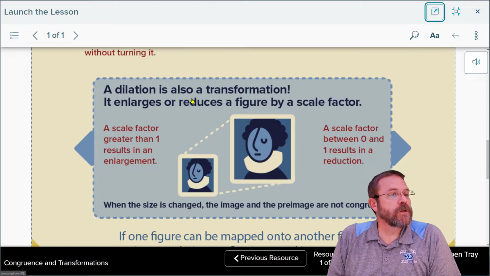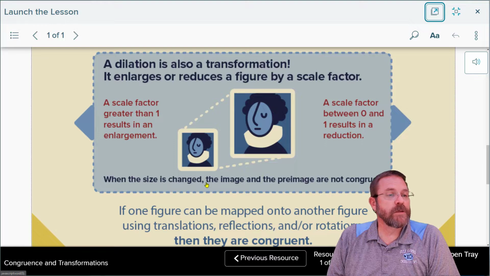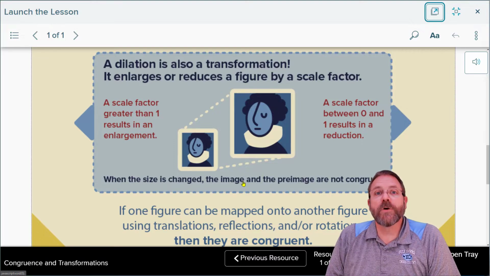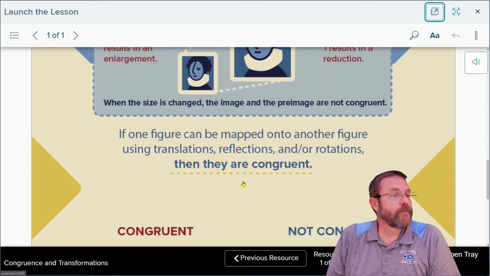A dilation is also a transformation. It enlarges or reduces a figure by a scale factor. A scale factor greater than 1 gives us an enlargement. A scale factor between 0 and 1 gives us a reduction. When the size is changed, the image and the pre-image are not going to be congruent.